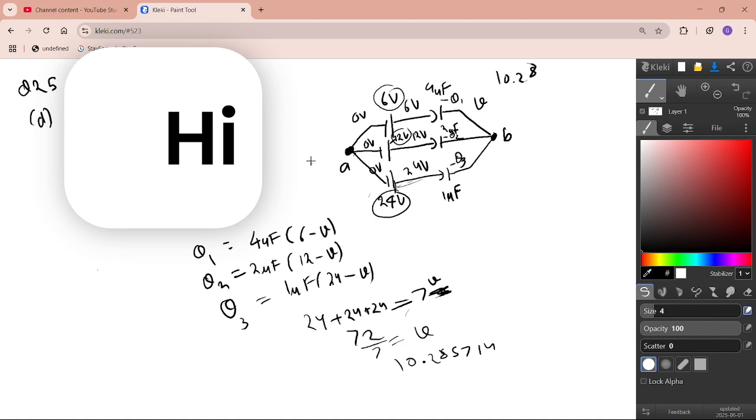In the question they have asked A minus B. A is 0, B is 10.28. So 0 minus 10.28 is minus 10.28. This is the answer.